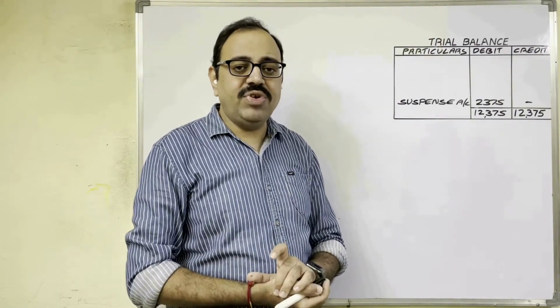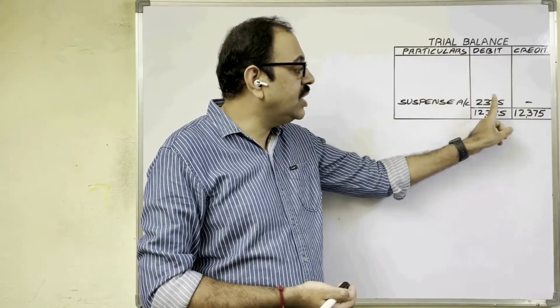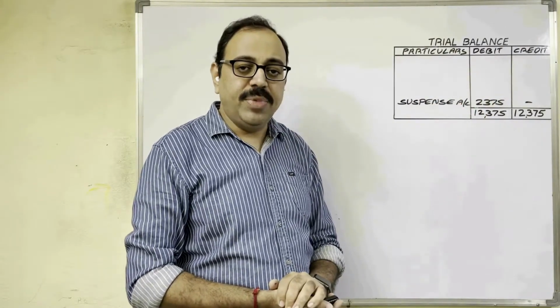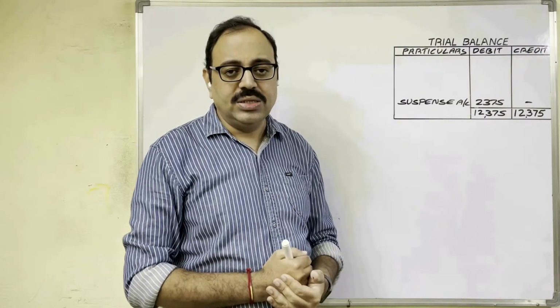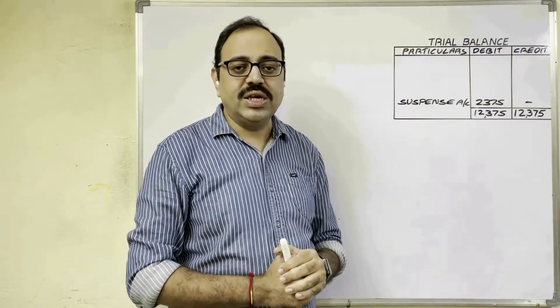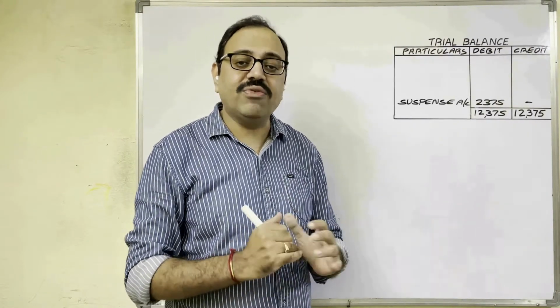In the question, it is given that the accountant opened a suspense account with 2,375 rupees. This means the errors are located after preparing the trial balance. Now, to rectify these errors, we have to write the rectification of error entries. This is the meaning of the question.